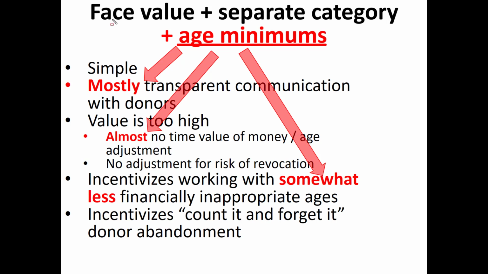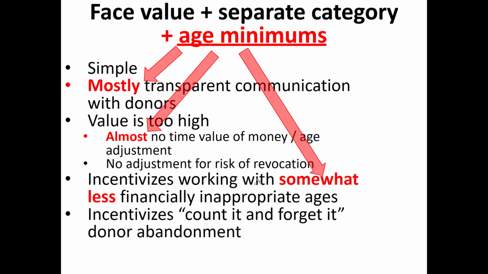Now, it helps because you maintain transparent communication with donors unless the donor is below the age minimum. If the donor is below the age minimum, then you're saying, oh, well, we can't count that for anything. Well, that's not a very enjoyable thing to communicate. So we don't get time value of money adjustments here, other than to say if it's below this age, then the value is 0. Is that any less wrong than saying face value is 100% for everyone? I mean, it's different wrong.